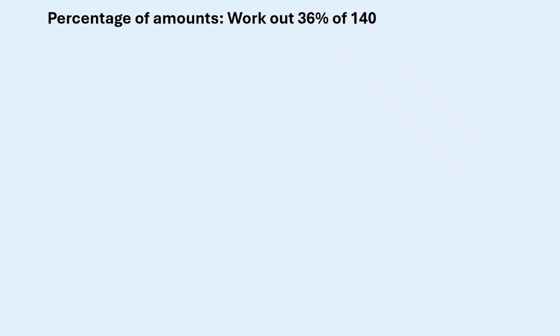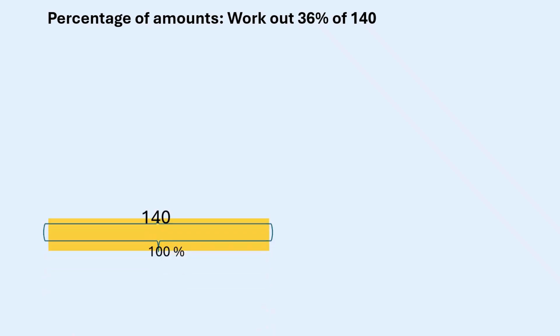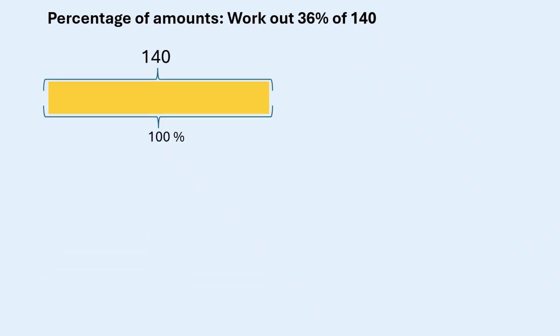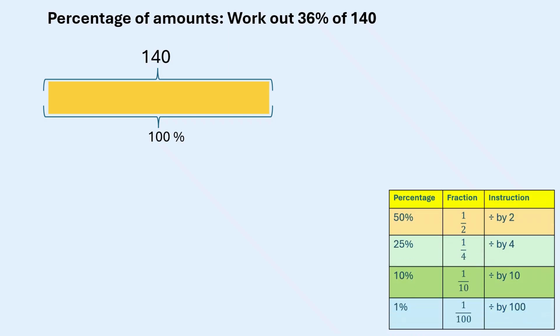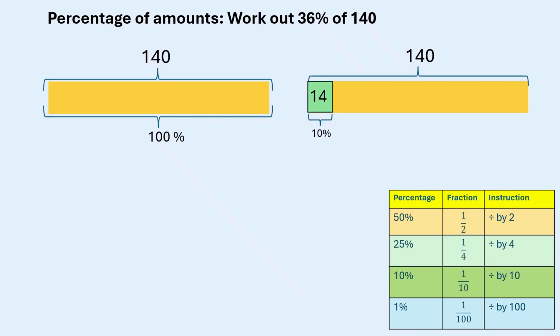Let's do another example, which is work out 36% of 140. So this time the whole bar is worth 140, that's 100%, and we want to find 36%. So here's my table to help. Again, we're going to use our building blocks to think, how can we make up 36%? I'm going to start off with 3 lots of 10%, so that's 10, 20, 30%.